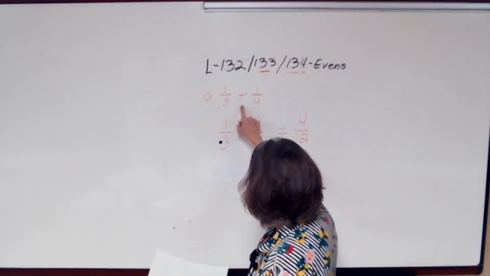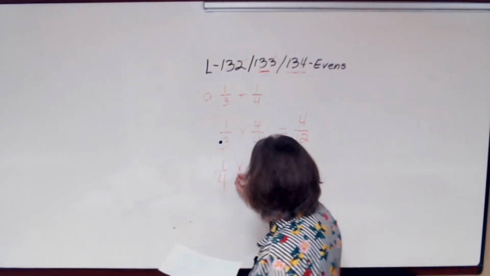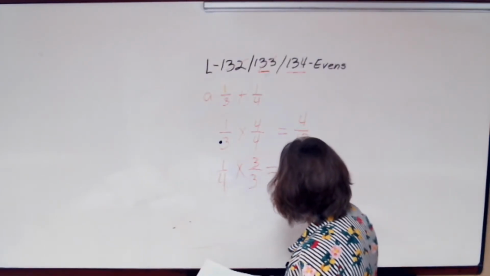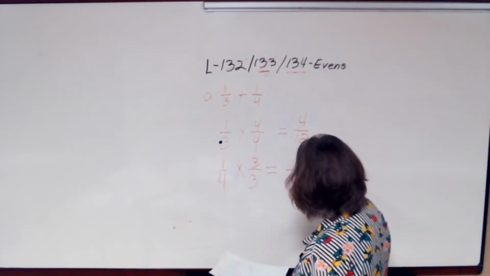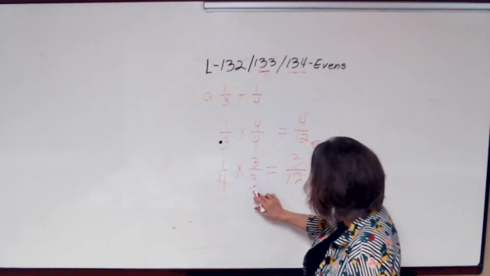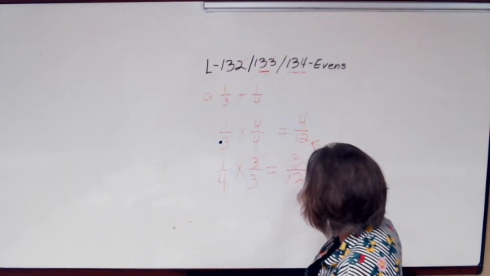So now we have this one fixed. Now we got to do that one. So we have 1/4, and we're going to multiply it by the 3. So we have to get a common denominator of 12. So 1 times 3 is 3. 4 times 3 is 12. So 1/4 is the same as 3/12.